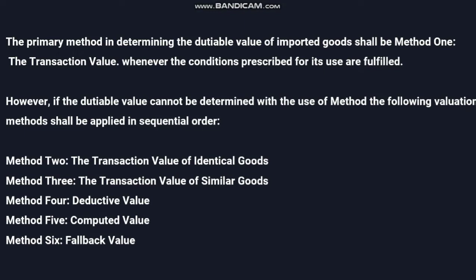So, guys, if the transaction value, which is Method 1, cannot be applied, it is passed on to Method 2, which is the transaction value of identical goods. If it still cannot be catered by Method 2, it will proceed to Method 3 and so on and so forth until it reaches Method 6, which is the fallback value. Now, these different kinds of methods will be discussed by my fellow groupmates in this video discussion. So please stay put and listen.